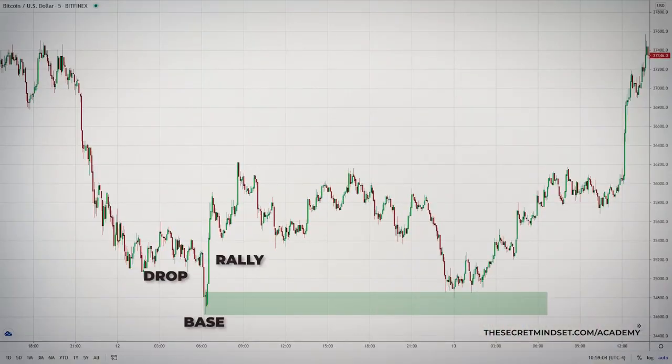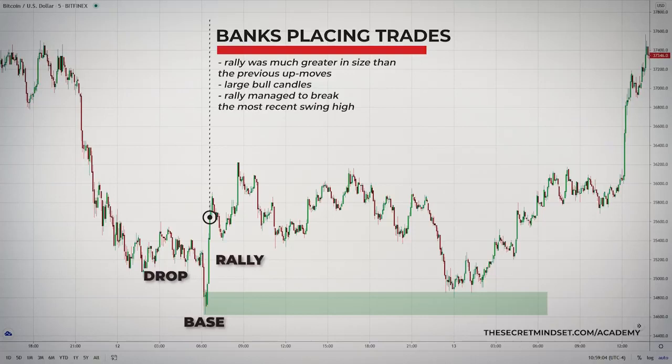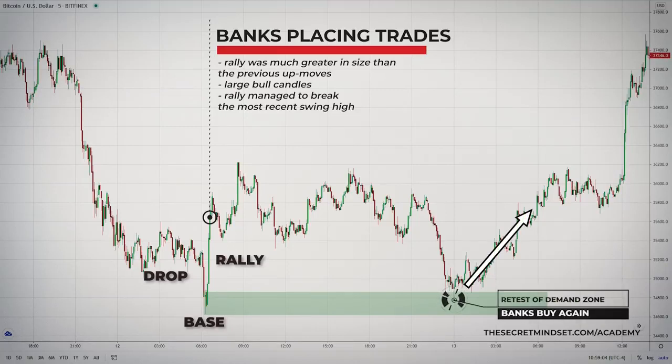Here's another drop-based rally zone. There are two clues which made this structure an important area on the chart. The first was the rally out of the zone. The candles which made up the rally were large bullish candles, which pushed the market a large distance against the previous down move. These bull candles contained very little selling, meaning it's unlikely the banks were placing sell trades as the market rallied higher. The second clue was the fact the rally managed to break the most recent swing high.